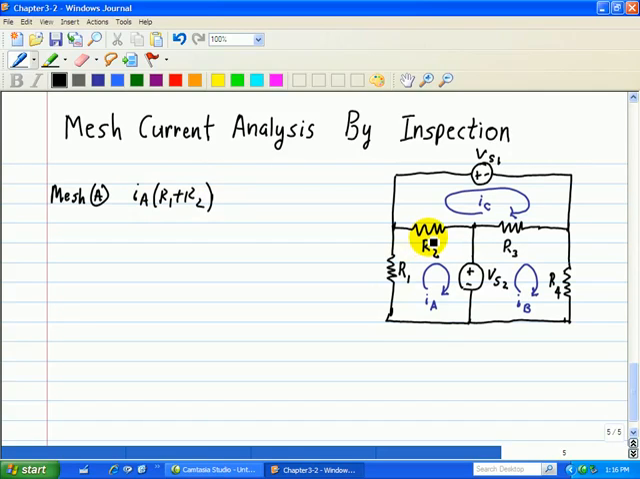Now look at R2. We also have IC, but it's going in the opposite direction, so we have minus IC R2. And then we see that VS2 is consistent with the direction of IA, so it's a plus VS2, equal to 0. So that's for mesh A.